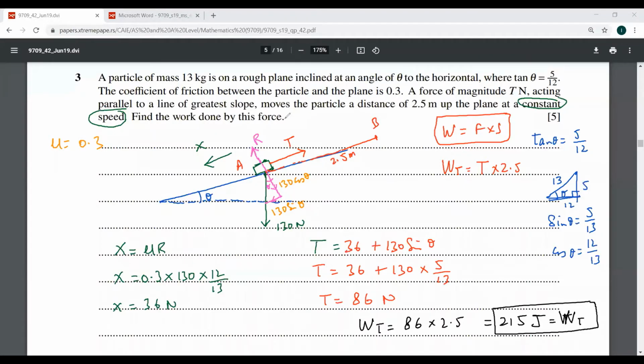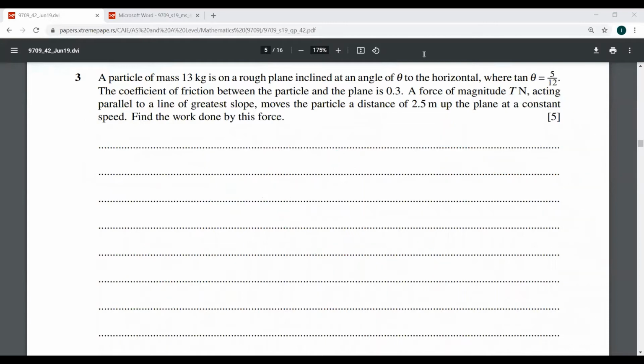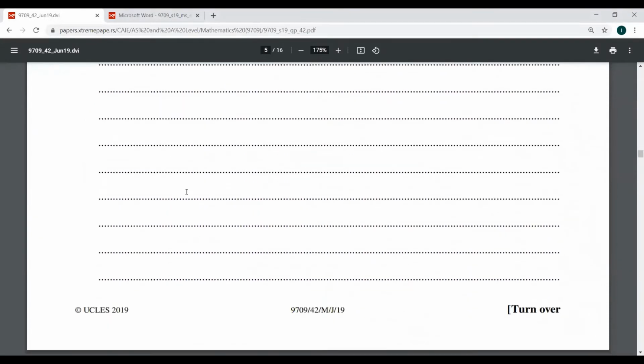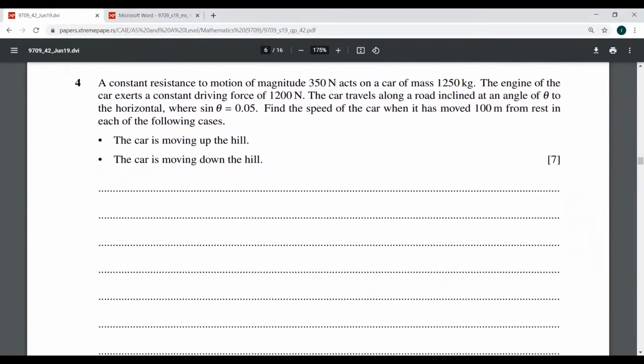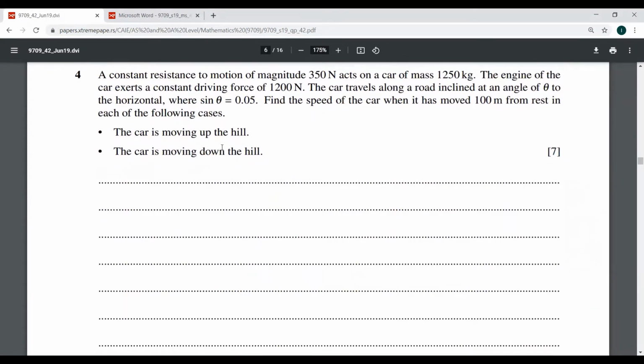So we are going to move on to the next question, guys. If there is no question to be asked, question number 4. So you guys give a try to it. Look at this. This is a 7 marks question.